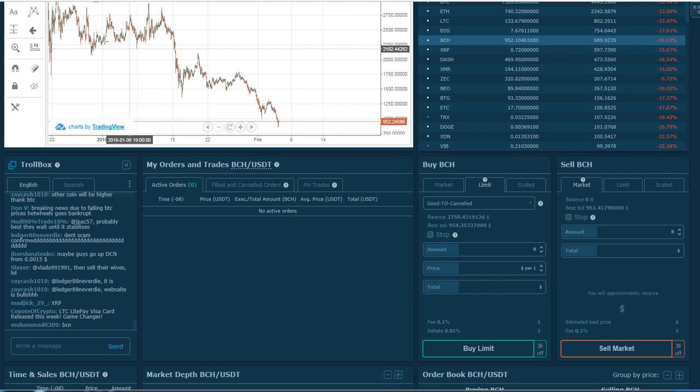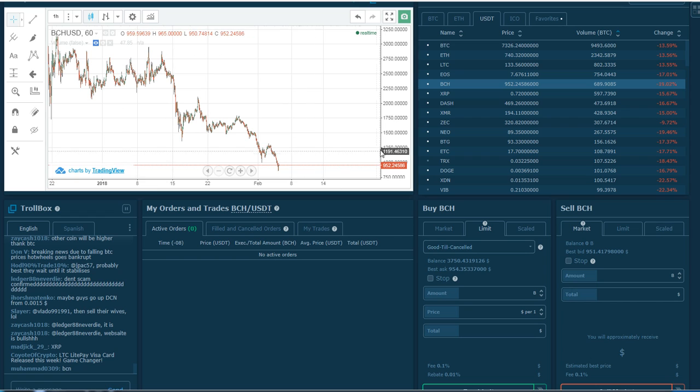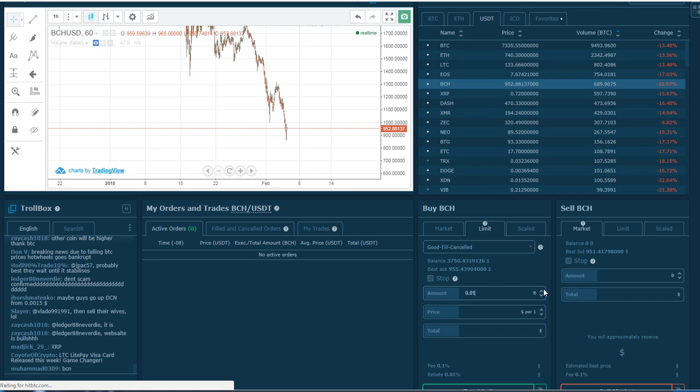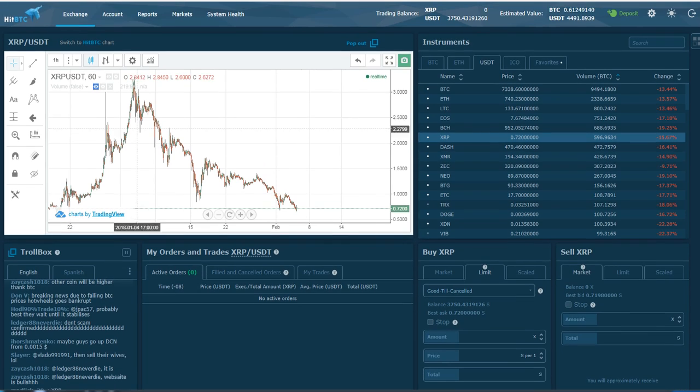So here's the BCH. And Bitcoin Cash. I don't think I could trade this very well. Can I put a $5 order in? I don't think so. Alright, let's just forget about that one.